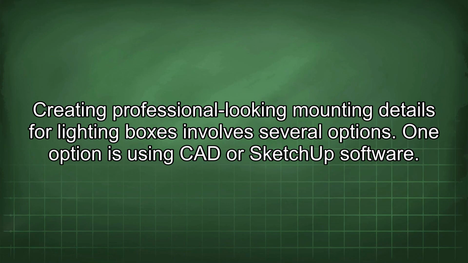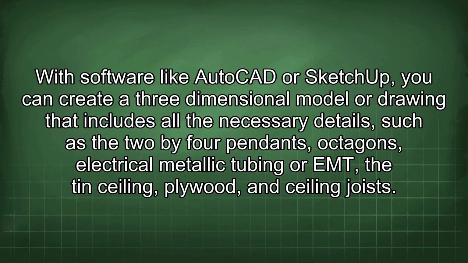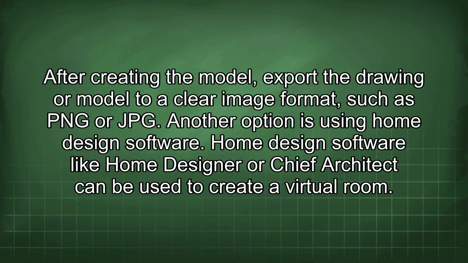Creating professional-looking mounting details for lighting boxes involves several options. One option is using CAD or SketchUp software. With software like AutoCAD or SketchUp, you can create a three-dimensional model or drawing that includes all the necessary details such as the 2x4 pendants, octagons, electrical metallic tubing or EMT, the tin ceiling, plywood, and ceiling joists. After creating the model, export the drawing or model to a clear image format such as PNG or JPG.